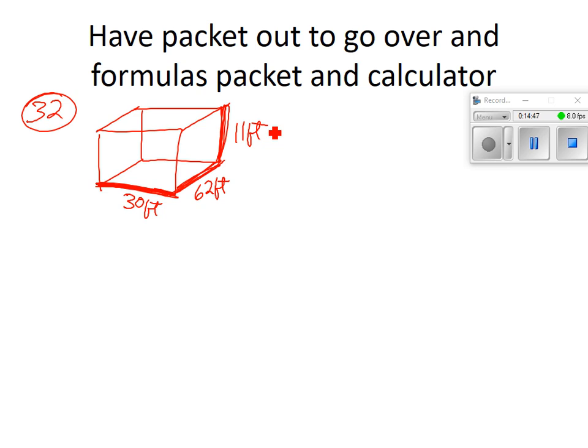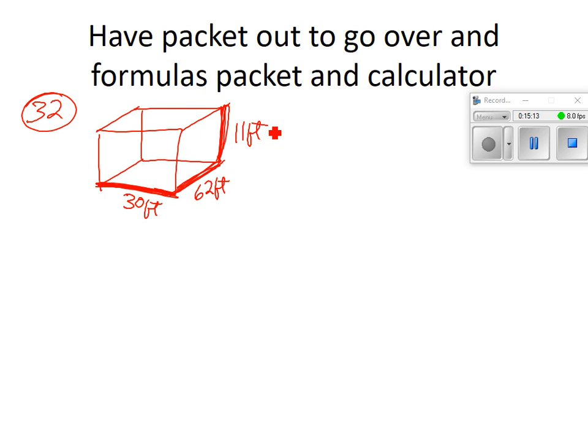A bundle of siding covers... We have all that. We're covering this with siding. Are we dealing with surface area or volume? Surface area, because it's squared. We're covering it, so we're dealing with surface area. If we were dealing with volume, we'd be dealing with the inside, how much will fit inside of it. So we just want to deal with the surface area.